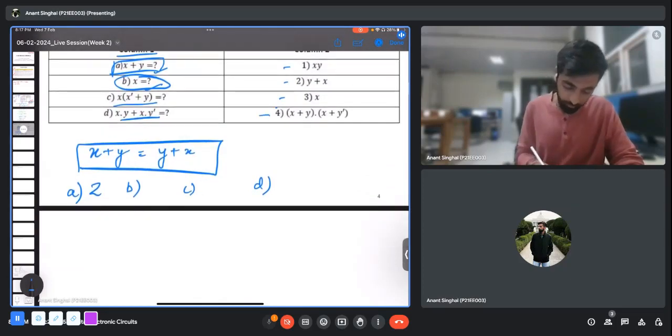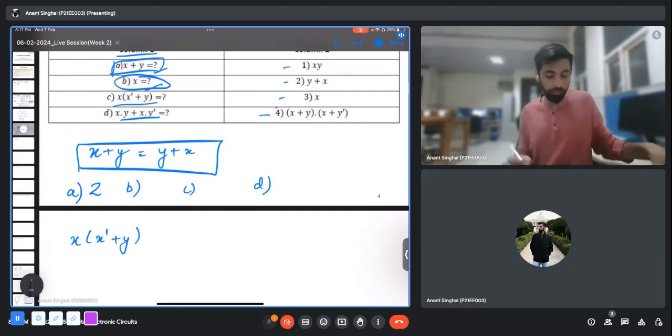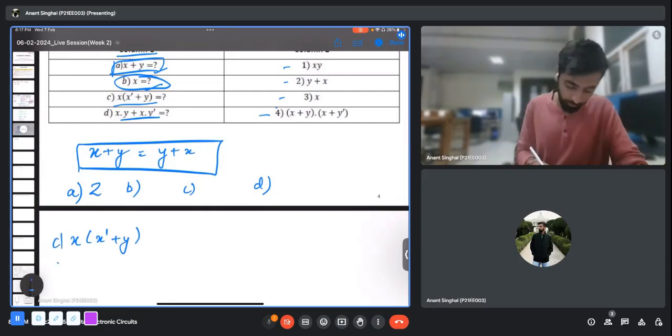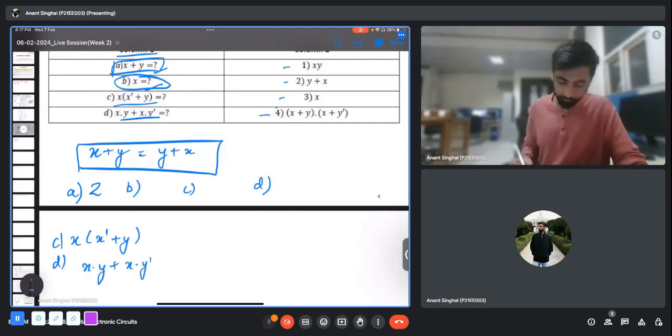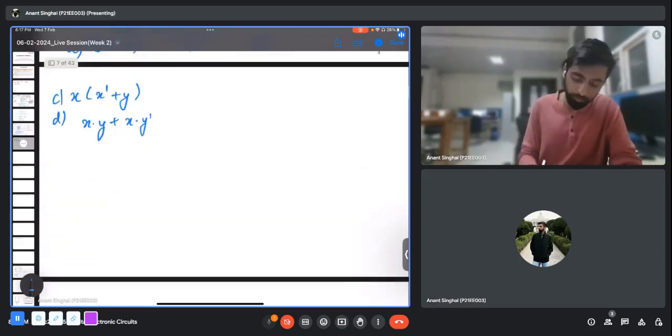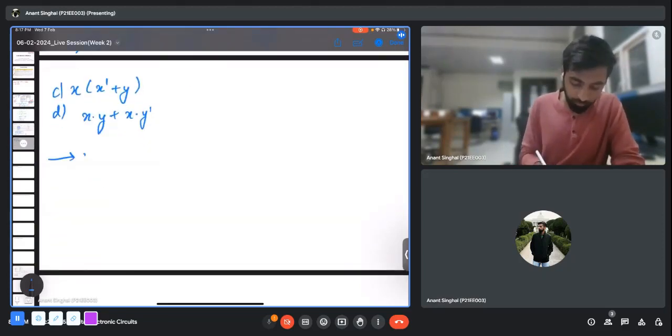So for option C, we can clearly see the first term is x times (x complement plus y), as you can see here. Then for option D, we have a term x y plus x y complement. We'll solve them one by one to get the final relation, and then we'll see if they are matching with column 2. So I'm starting with C first.